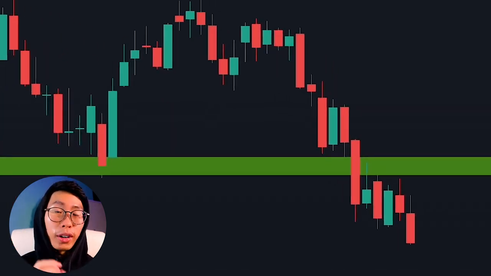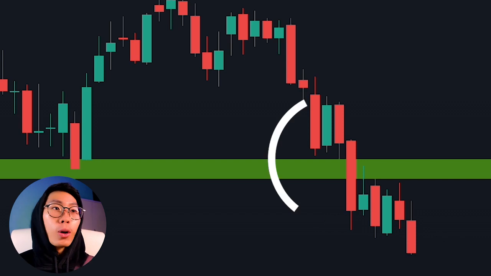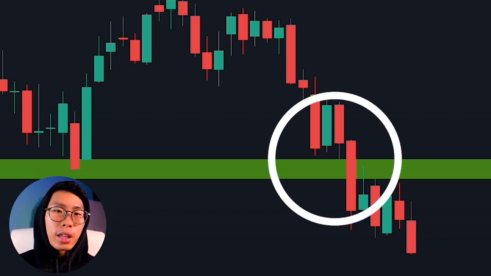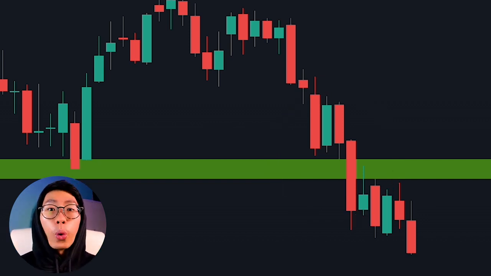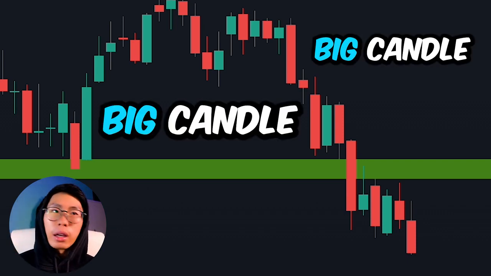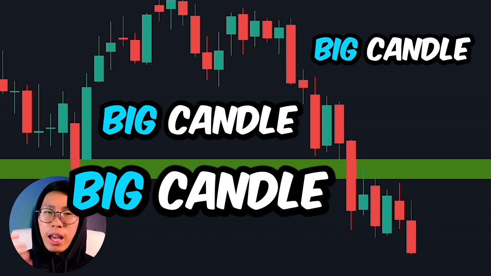And price is not giving us candlesticks that are getting smaller and smaller. It's still big. Look at these candlesticks right here. It is still big, right? It doesn't give us candlesticks that are getting smaller and smaller, which would show us that price is losing steam. No, it does not give us that. It gave us a big red candlestick, big red candlestick, big red candlestick. And this tells us that there is a lot of sellers' momentum.